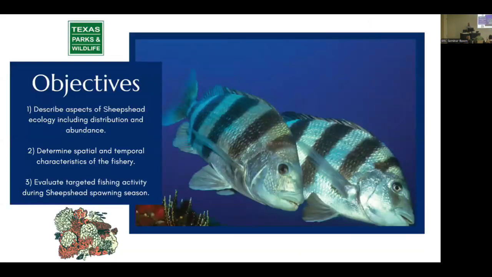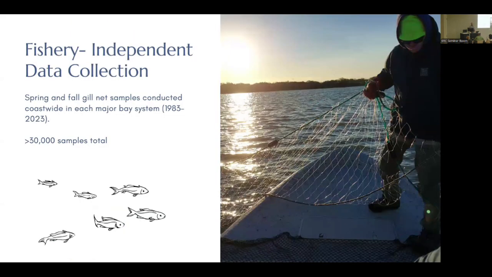So knowing that, we wanted to take a look at sheepshead using Texas Parks and Wildlife Department's long-term monitoring data. So our objectives for this one were to look at a little bit of sheepshead ecology, look at distribution and abundance, characterize the fishery spatially and temporally, and then really hone in on the spawning season and evaluate targeted fishing pressure during that time. So to do that, we utilized our long-term gillnet data.